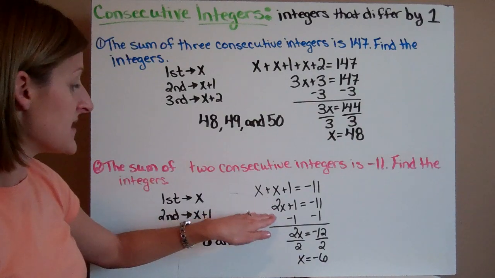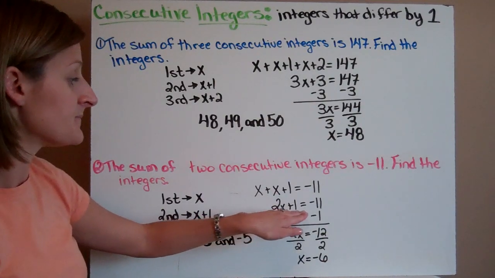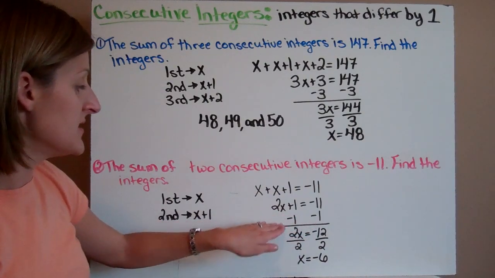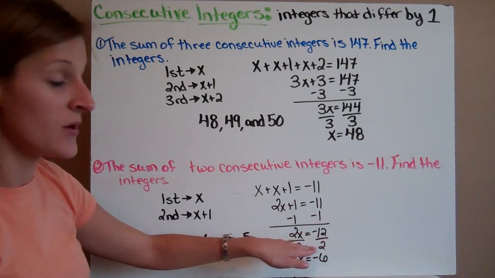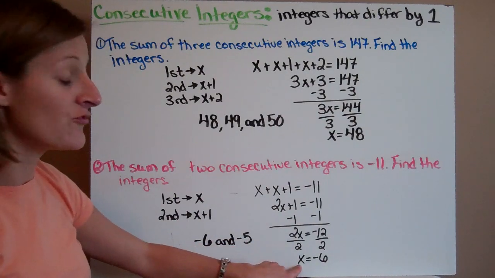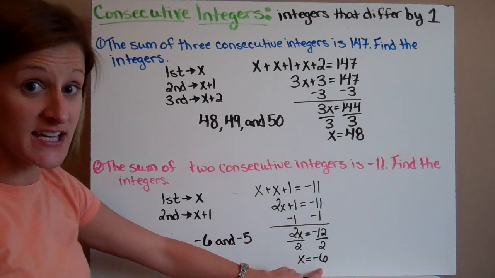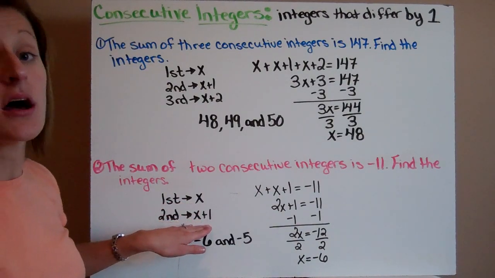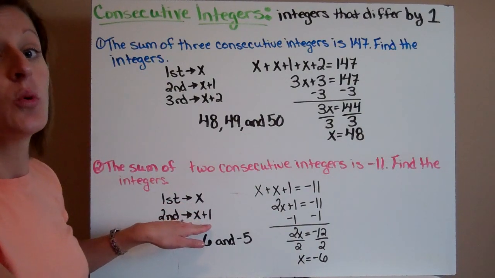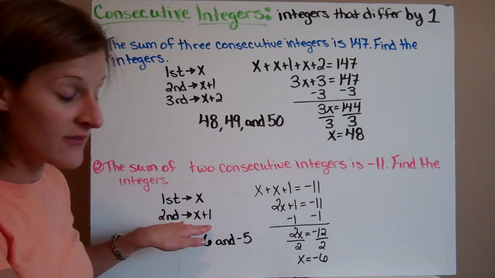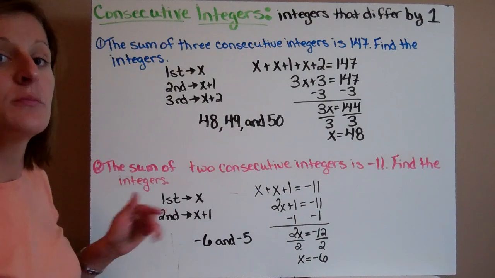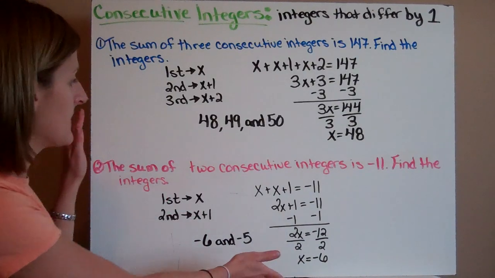Combine like terms, that's going to give me 2x plus 1 equals negative 11. Subtract 1 from both sides. You have 2x equals negative 12. Divide by 2 and you get your first integer to be negative 6. Now if that's x, then I need to add a positive 1 to negative 6, which gets me up to negative 5 as my next integer. So negative 6 and negative 5 would be your two consecutive integers.